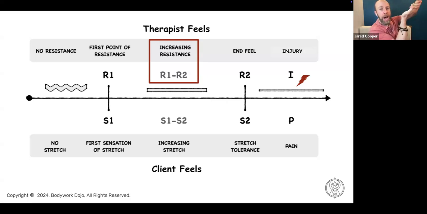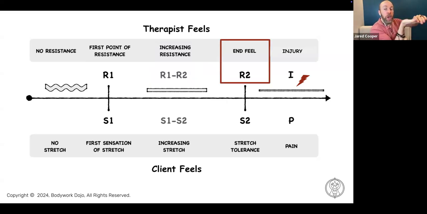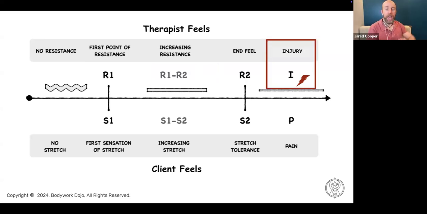Then you get this spot where now you can keep pulling between R1 and R2, and eventually you get to R2 where it doesn't go anymore, and that's called the end feel. It's the end of the range of motion. And if you were to try to go any further, you are at risk for injuring the tissue. Now, this is true when you put stuff on stretch. Guess what? It's also true when you compress things.